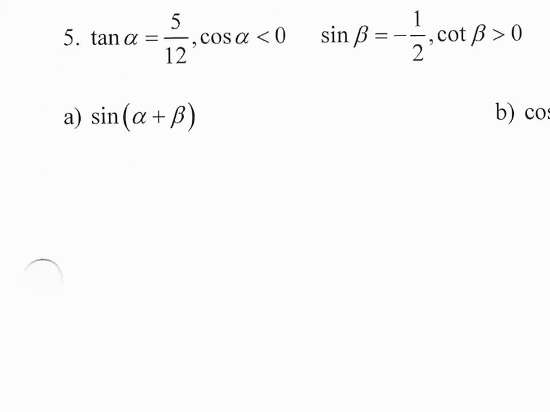All right, number 5, I'm going to do part A now, and then we'll leave part B for class, and we'll also leave number 6 for class. So we're only going to do 5A, and then we'll skip up to number 7.